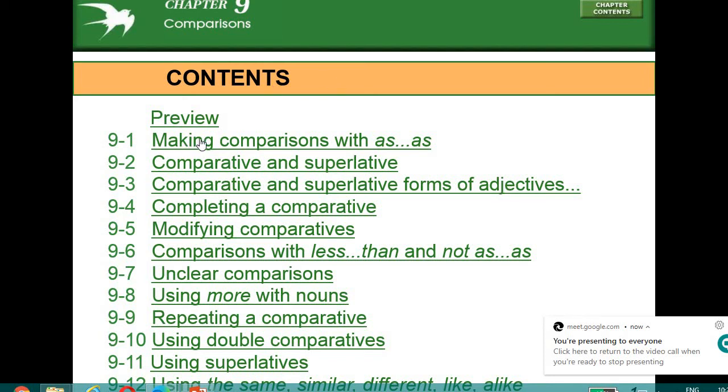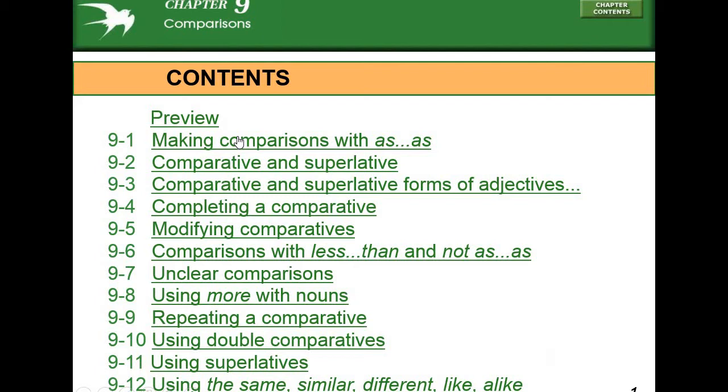Yes. So let us go to the topic now. Degrees of comparison is comparing between two different nouns. Understand? So how are we going to compare? Here we go.